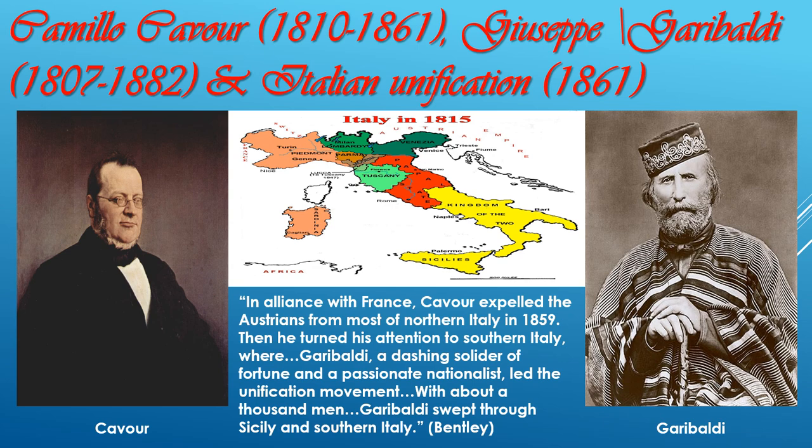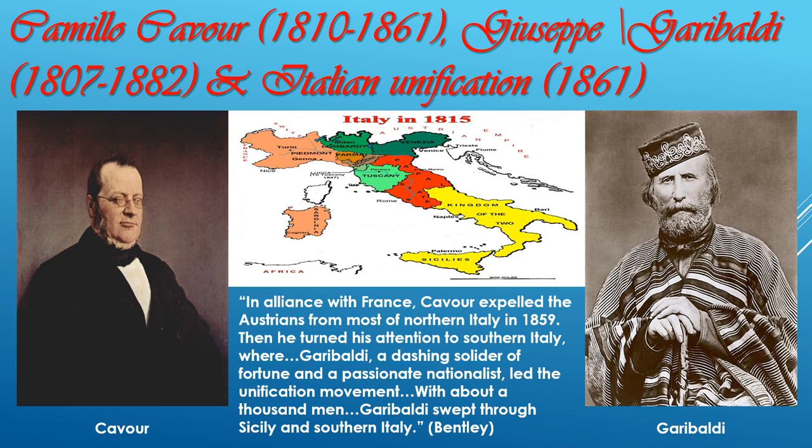So when it says here Cavour, his armies anyway, expelled the Austrians from most of northern Italy, that's saying that up until 1859, Austria had a strong presence in northern Italy, basically running it as a colony. Then Cavour turned his attention to southern Italy, where Garibaldi, the guy on the right, a dashing soldier of fortune and a passionate nationalist, led the unification movement. With about 1,000 men, Garibaldi swept through Sicily and southern Italy. So he used a lot of guerrilla tactics and techniques, because 1,000 soldiers isn't a lot when you're trying to take down something called the Kingdom of the Two Sicilies, with Naples as its center, but the island of Sicily as part of it.